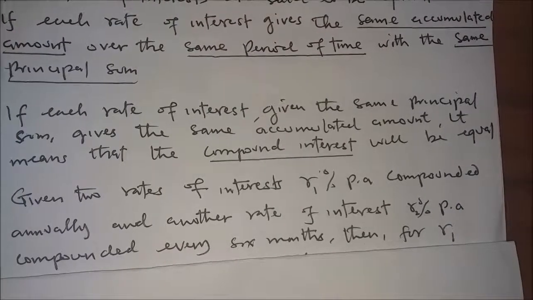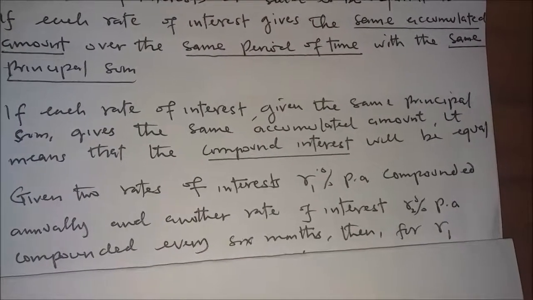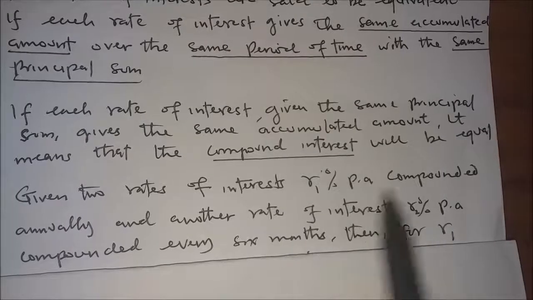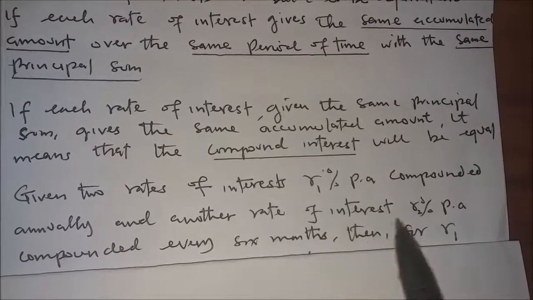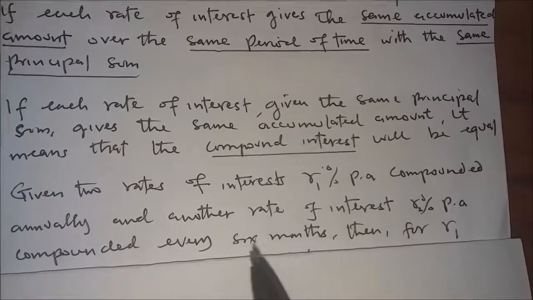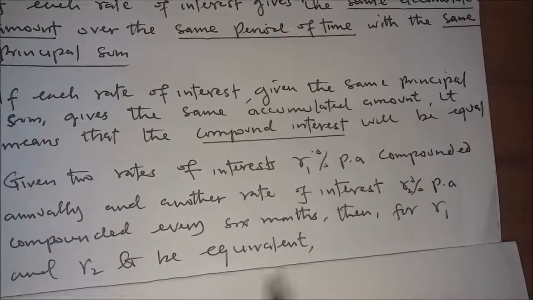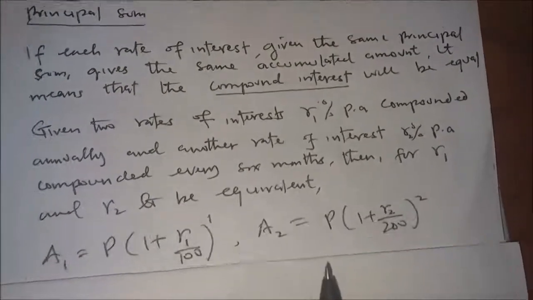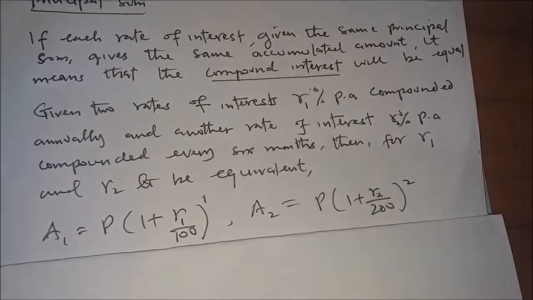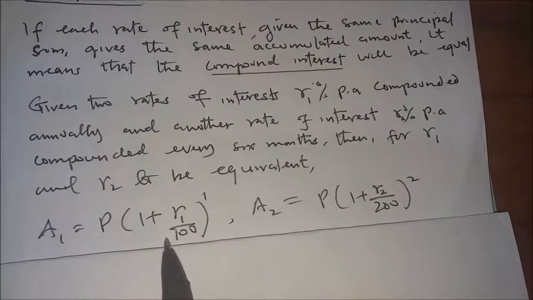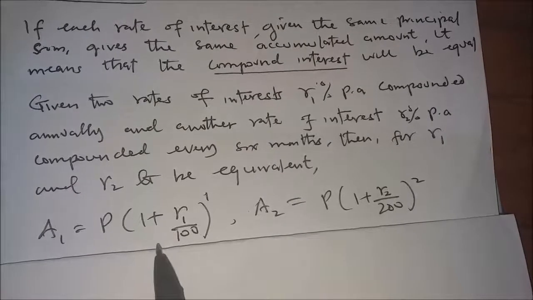Suppose we have two rates of interest, R1% per annum compounded annually and another rate of interest R2% per annum compounded every 6 months. Then for R1 and R2 to be equivalent, we determine the accumulated amount in each case.